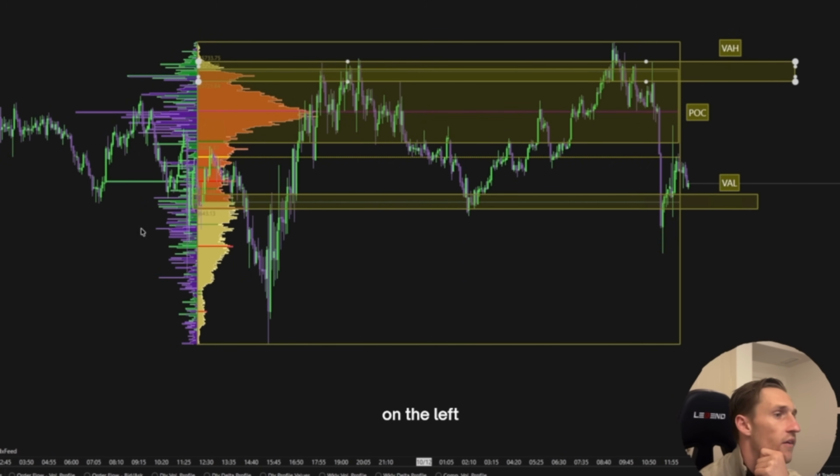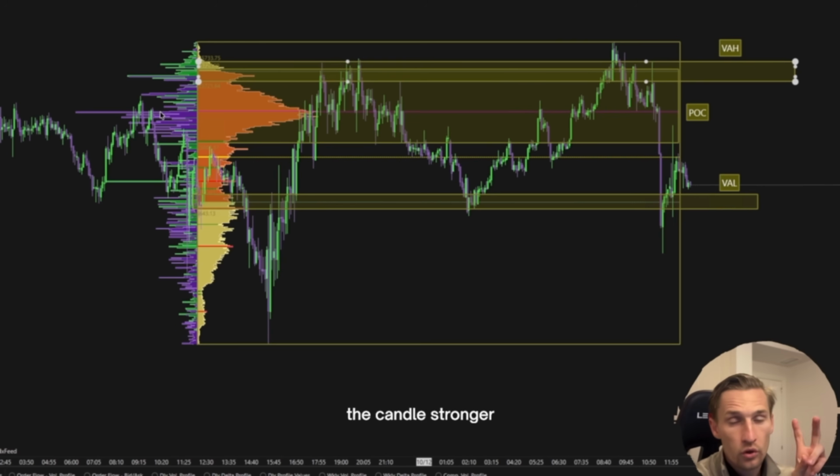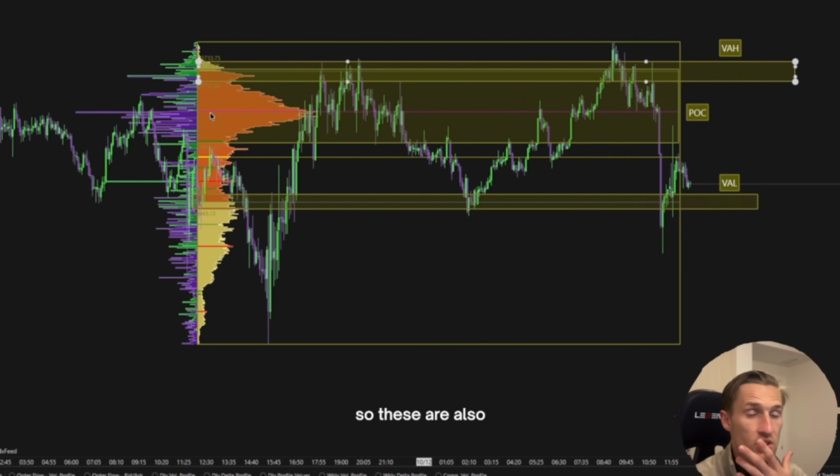But what do we have on the left side of that? Well, this is called the delta. And the delta, it's actually very simple. This is just the buyers versus the sellers. So who is stronger? And the one that was stronger, that is shown in here. And also the bigger the candle, the stronger or bigger the buys or the sells were. So these are also very important metrics because price is also just reacting to those levels.